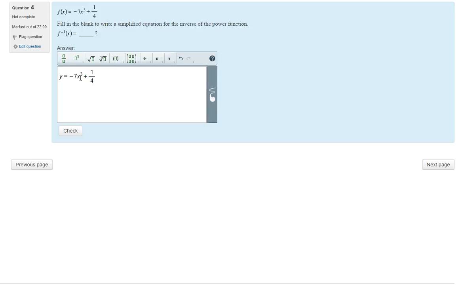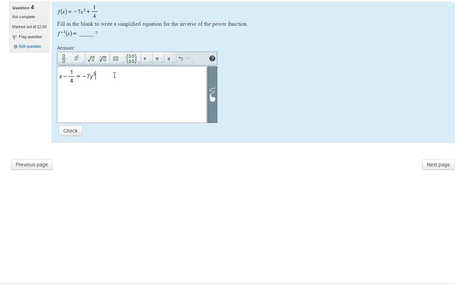Okay, we got to switch the x and the y again. And now, to isolate y, what are we going to do? We've got to first subtract 1/4 from both sides, so it goes away from the right side. Now I've got to divide both sides by -7.